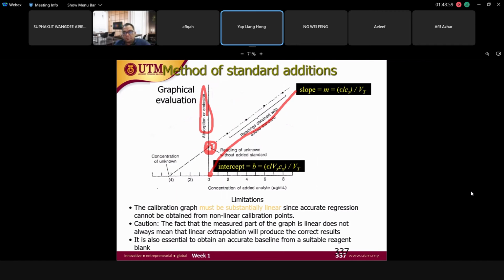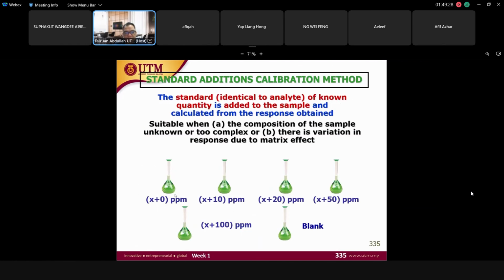Maybe because you already have a bit analyzed already. In the sample that we use, remember we use the sample to mix with all the standards. There are some analyte already inside the sample. So the 0 ppm is now not really 0, because inside the sample itself we have the analyte, X plus 0 ppm. Meaning that in the sample only, of course, there is already some analyte.